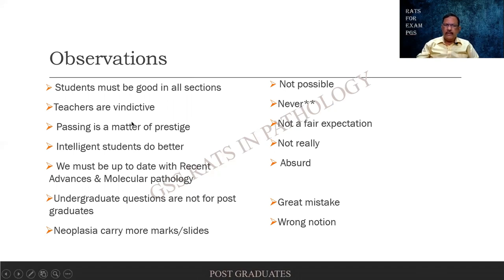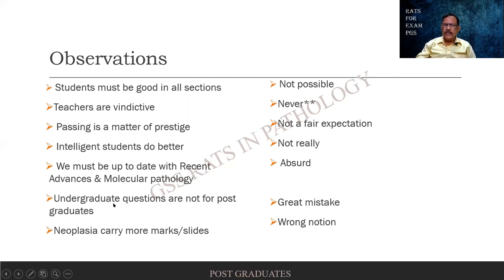This is not fair on the part of the student. Passing is a matter of prestige means 100% pass. That is a very wrong expectation, and some of the students happen to attach a prestige to the pass. This is not a fair expectation. Intelligent students do better. It is not really. It is actually the student who maintains the balance who does it better. And this statement is of course absurd.